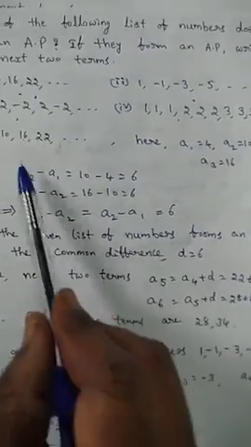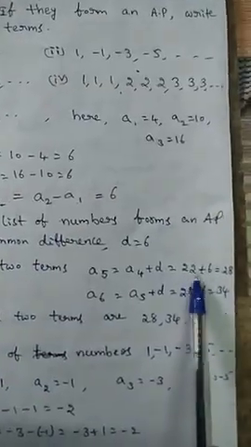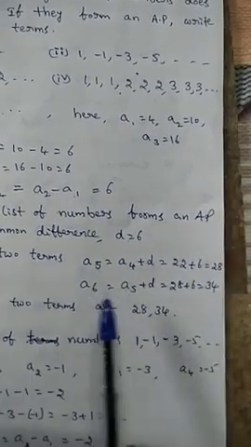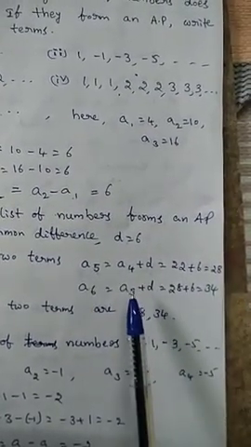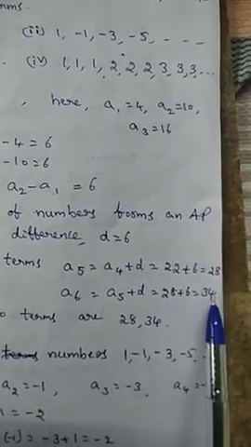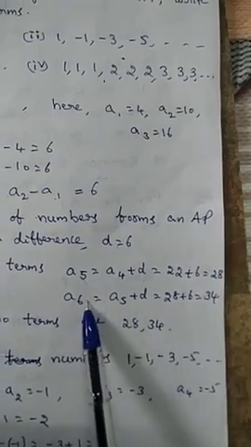A4 is equal to 22 in the problem, plus the common difference 6, that is 28. Then the common difference is to be common in the whole problem. A5 is A4 plus D. To 28 we add the 6, then automatically we get the next term, 34, that is the sixth term.